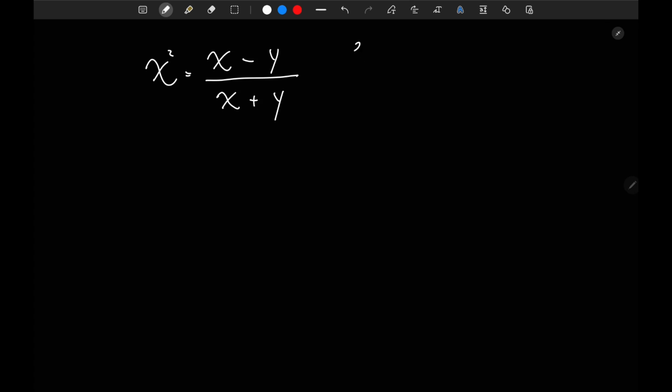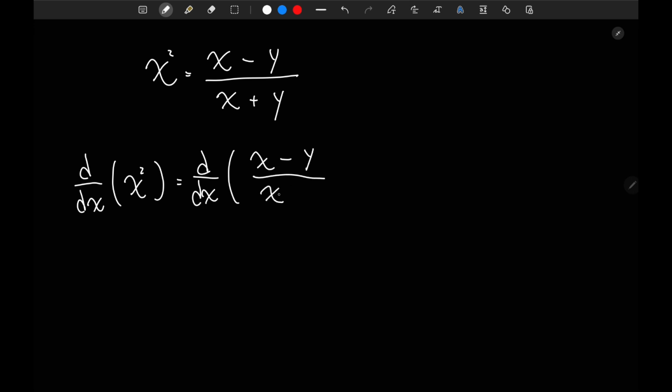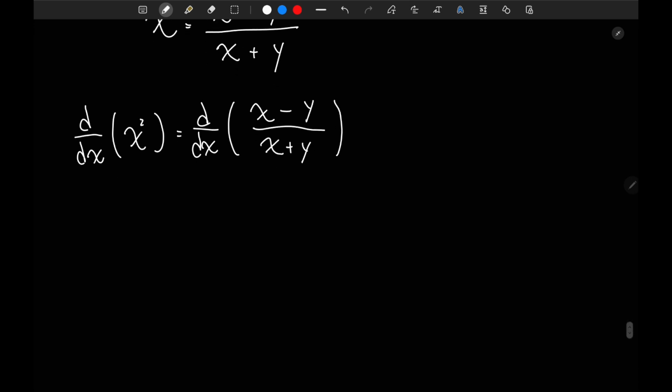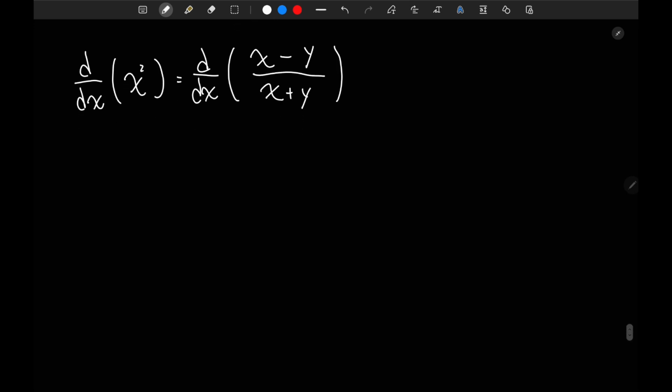Now looking at this example, we can clearly see that we're going to have to use the quotient rule with the fraction on the right. So we'll start this as every other example by taking the derivative of each side with respect to x. And we just carry this through. So the derivative of x squared with respect to x is going to give us 2x dx dx.